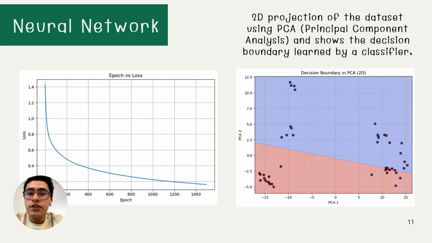The first graph showed the loss versus epochs, where we observe a steady and consistent decrease in loss from around 1.4 down to below 0.2, indicating that the model learned efficiently. The second graph illustrated decision boundaries in a 2D space after applying PCA for dimensionality reduction. The red and blue dots represented two target classes, and the background showed how the model separated them. The boundary effectively distinguished the classes with only a few misclassified points.